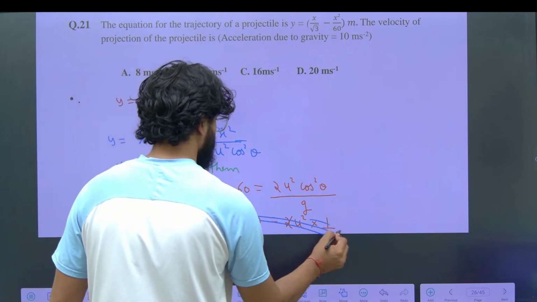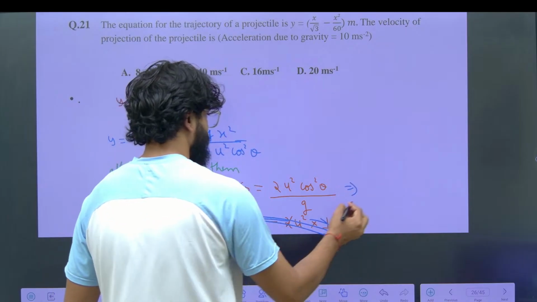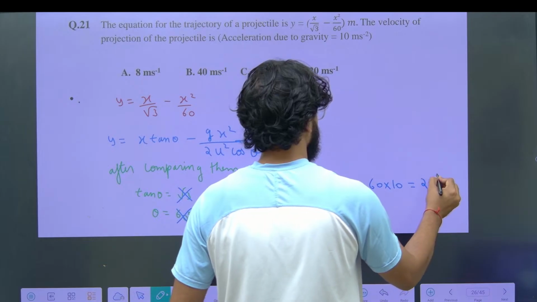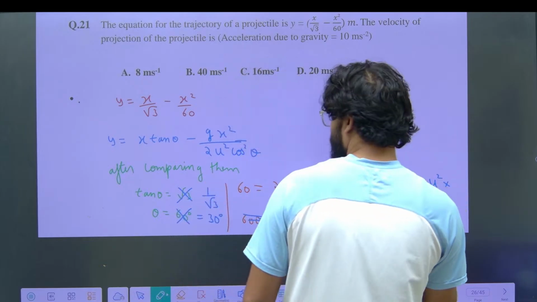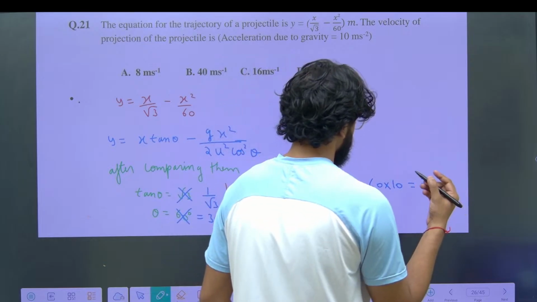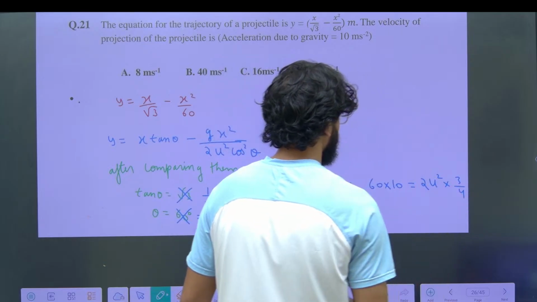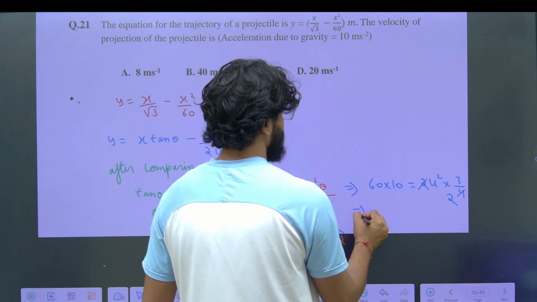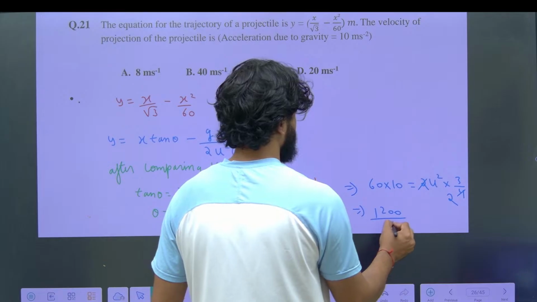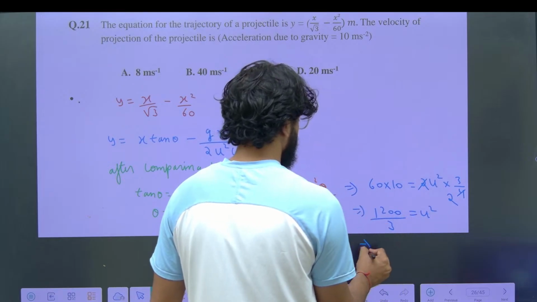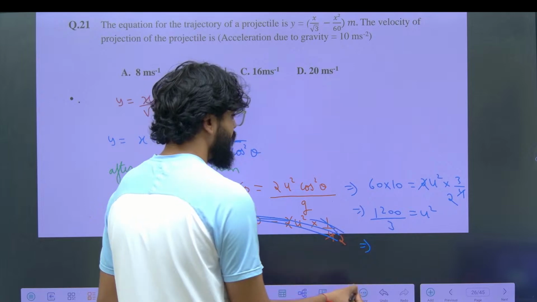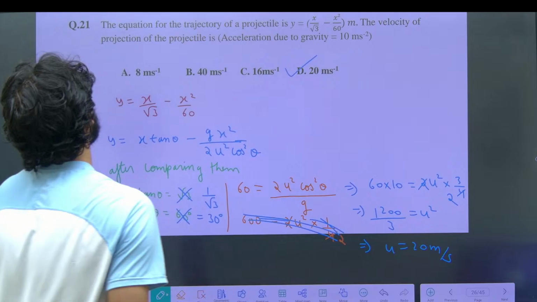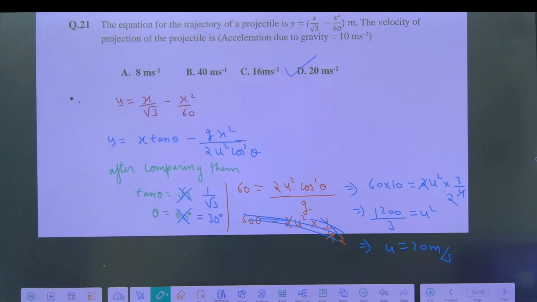Let's cancel it and write it over here. 60 into tan equals 2 u square into cos 30. Cos 30 is root 3 by 2, so its square will be 3 by 4, correct? So 1200 by 3 will be 400, and u will be 20 meter per second. So the answer over here should be that.